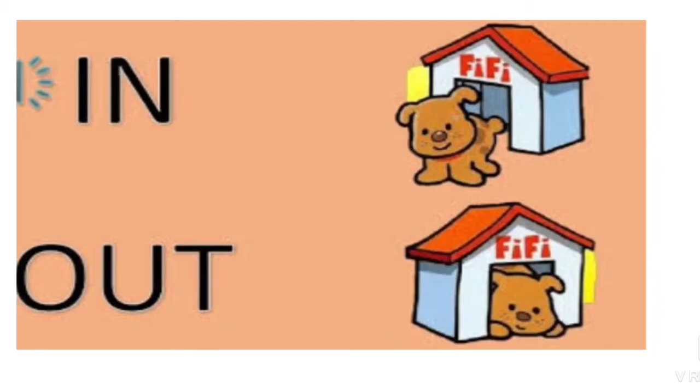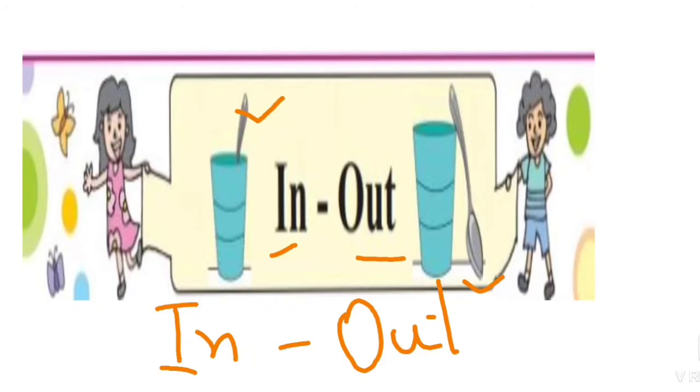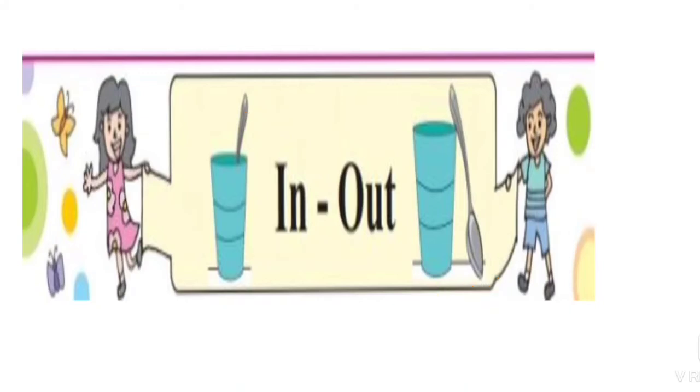Understood? Very good. So dear students, look at this next picture. This is from your textbook. This spoon is in the glass and this spoon is out of the glass. In, out. In, O-U-T, out. Learn the spelling of in, out. In, O-U-T, out.